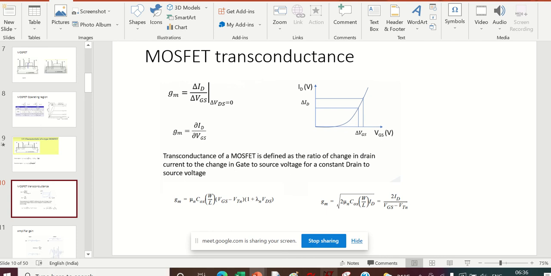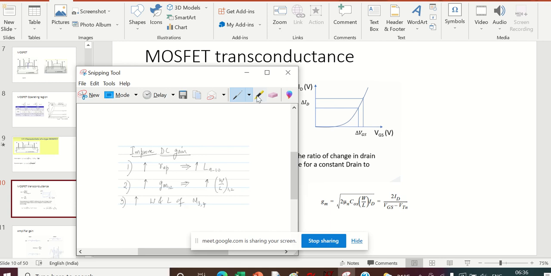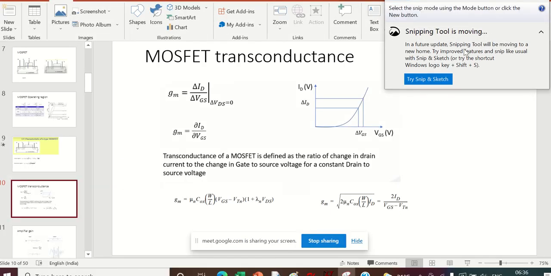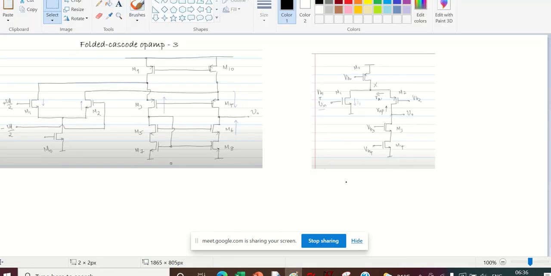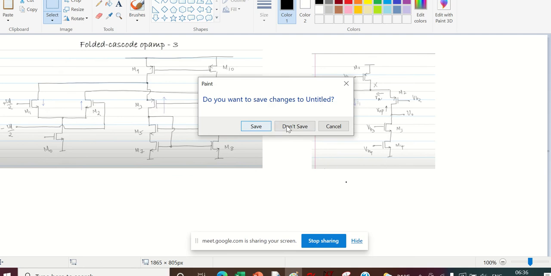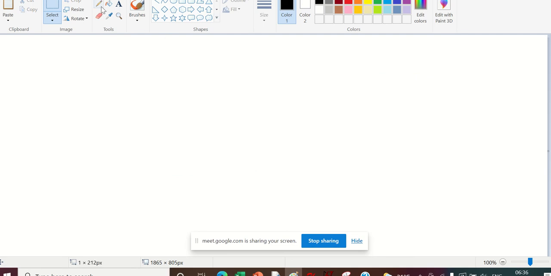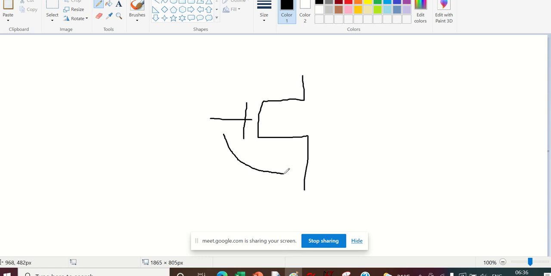The feature of a MOSFET is it will take the input. This is our MOSFET. The input that can be given to a MOSFET is voltage, and for voltage it will generate a current. Current is ID.